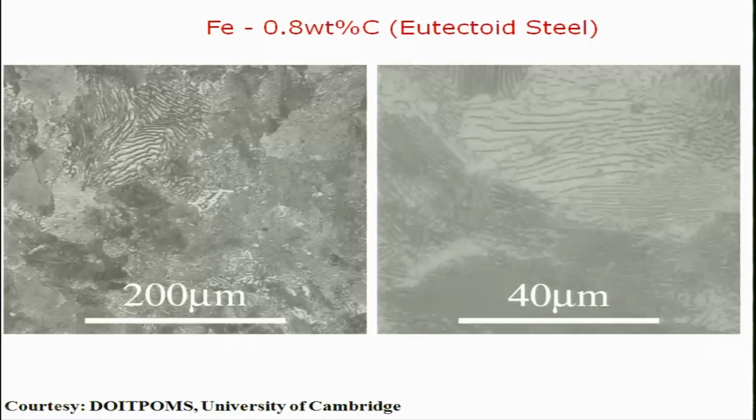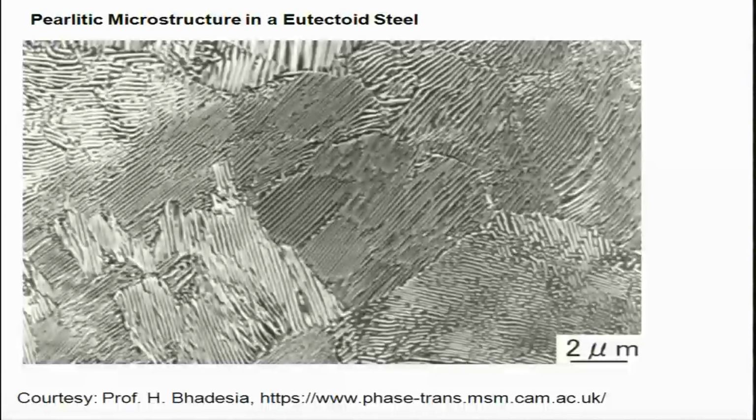So, you see a sort of grayish microstructure in which you can see these are the parallel plates. If you zoom in on the microstructure, these are the parallel plates. So, you have plates of cementite parallel to ferrite. So, this is how the microstructure looks. If you want a finer description of the microstructure, let us look at the next one.